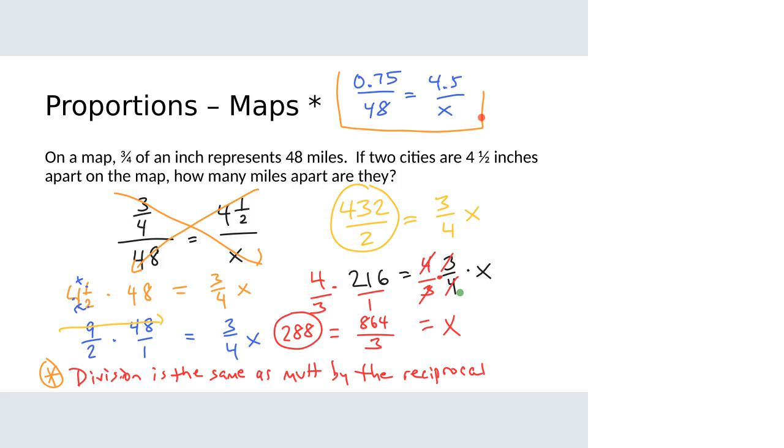Any questions on what we did there with that map question or any of the stuff we did with the fractions? Okay.